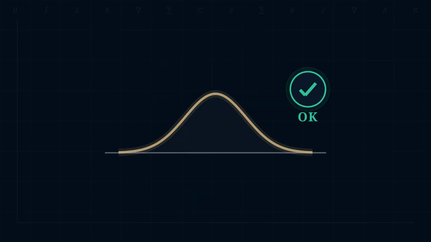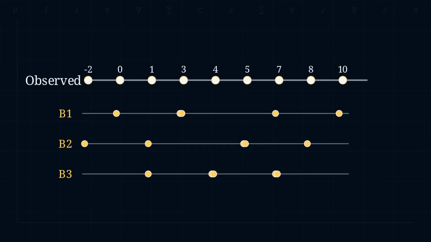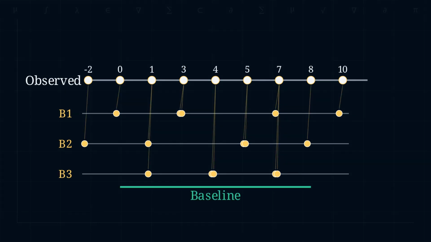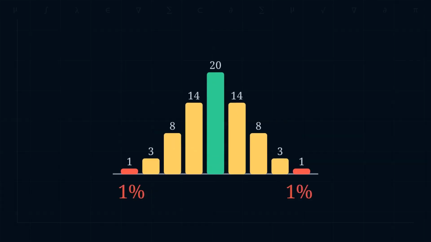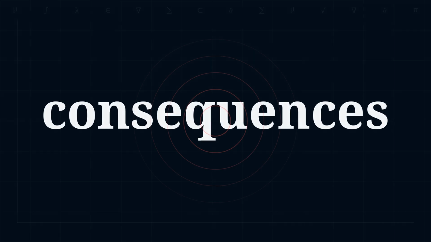If you do not trust theoretical approximations, you can simulate the no-effect world by shuffling labels or resampling from the observed data in a way that honors the baseline story and read the rarity directly from the simulated spread. Now to consequences people overlook.